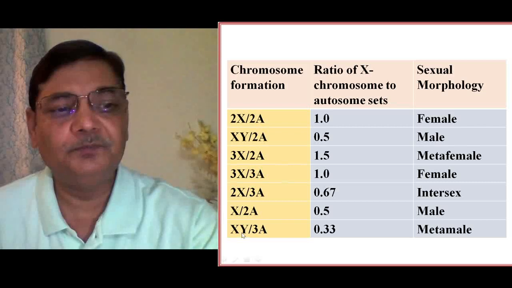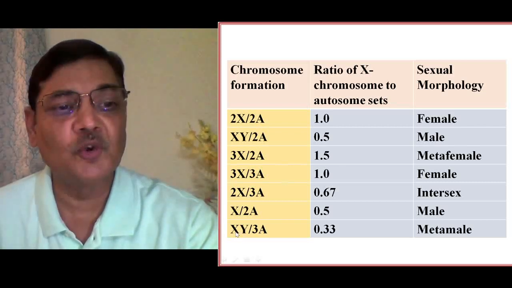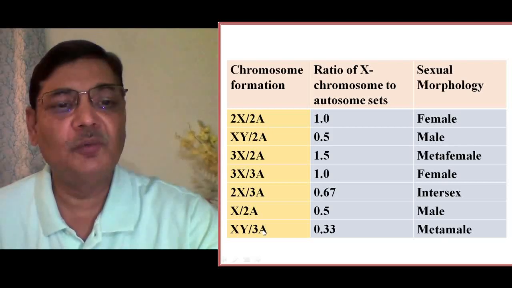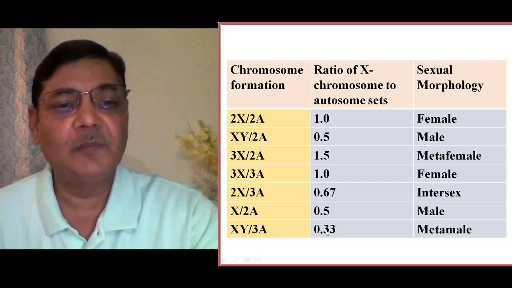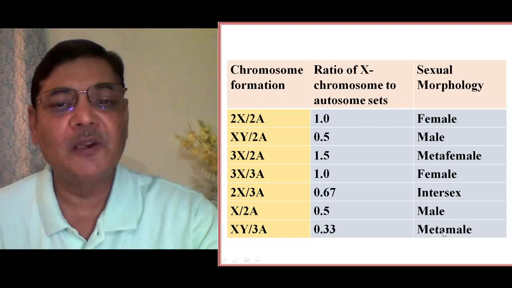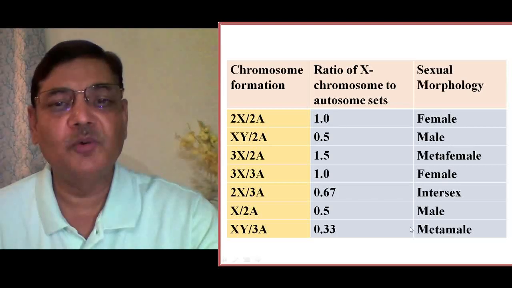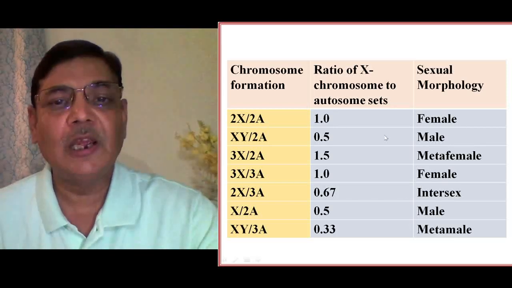And if a single X chromosome is there and three sets of autosomes are there, then such an individual will be a meta male because the value will be below 0.5, and this will be 0.33. So this type of individual will be a meta male. This will also be a very weak type of male and will not be able to survive. So you can have such individuals in which the value will be 1, that will be female.